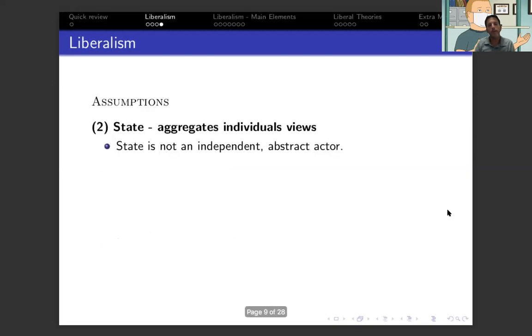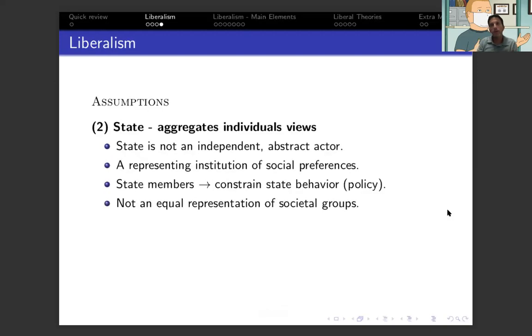Second one, related to that: the state is not an independent abstract unitary actor, the way it was presented by realist theories. Instead, it's an institution representing the different coalitions of social actors, of social preferences. So the behavior of the government in the international system is constrained at that level by the underlying identities and interests of individuals and groups who constantly pressure the main decision makers to pursue policies consistent with their preferences. Because there are a lot of different identities within society, the members of society are pushing for different policies, and that serves as a constraint on the type of policy that the state can implement, even at an international scale.